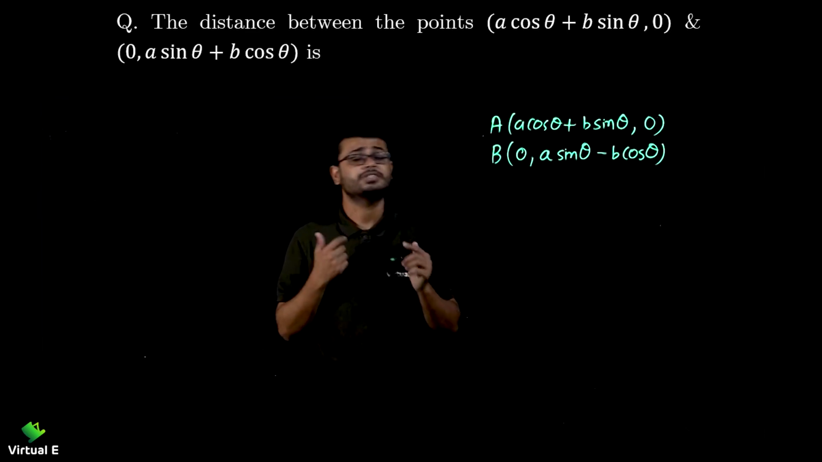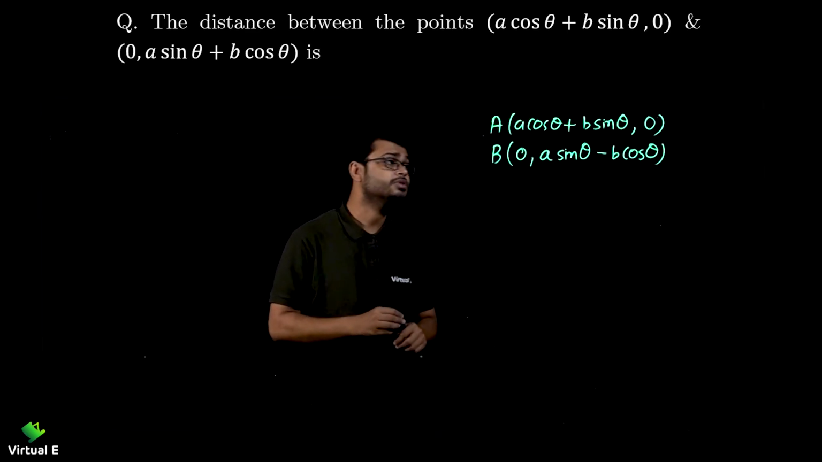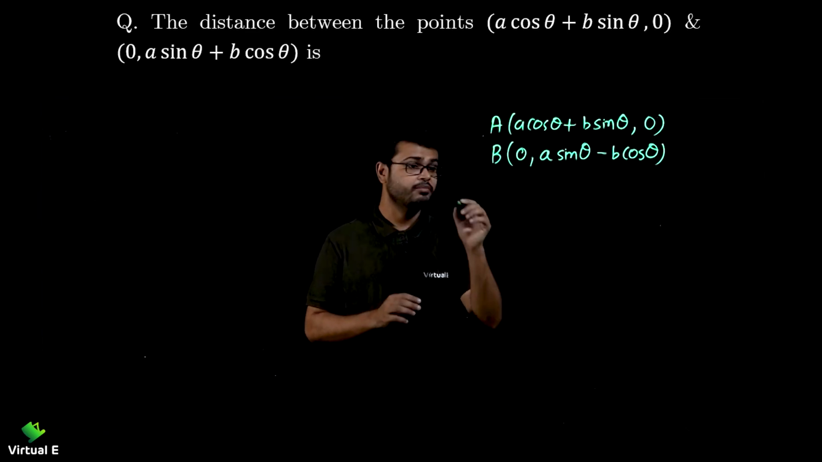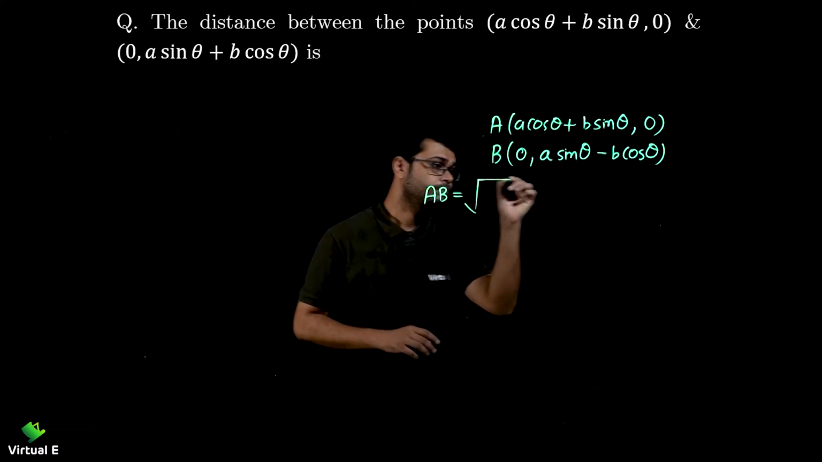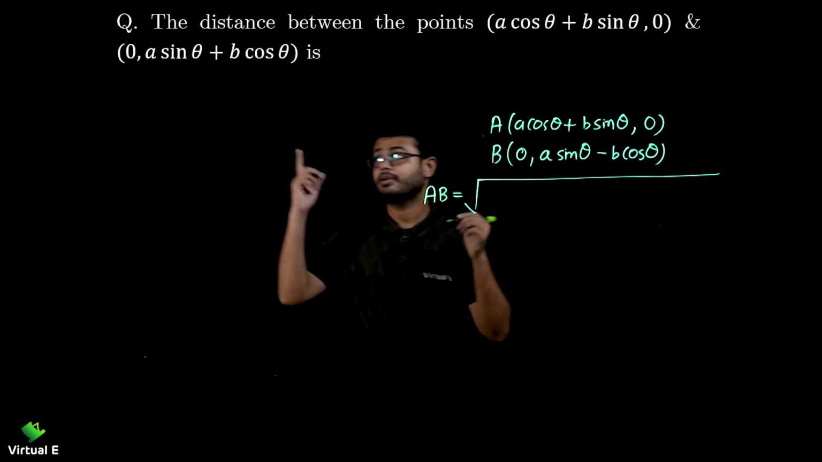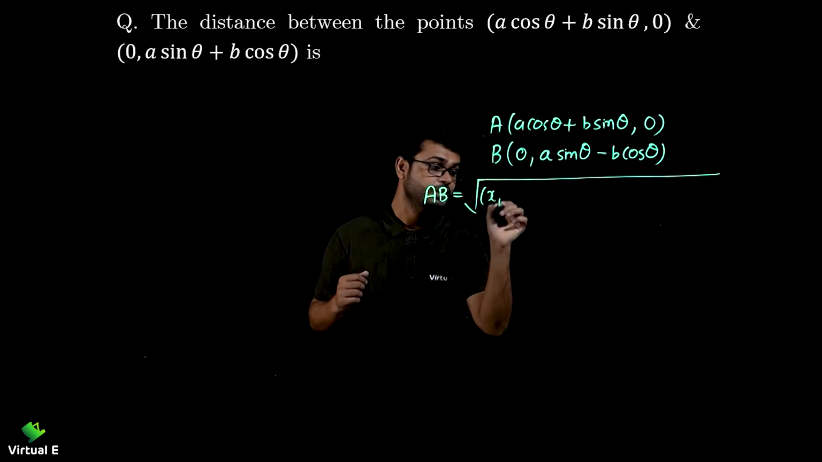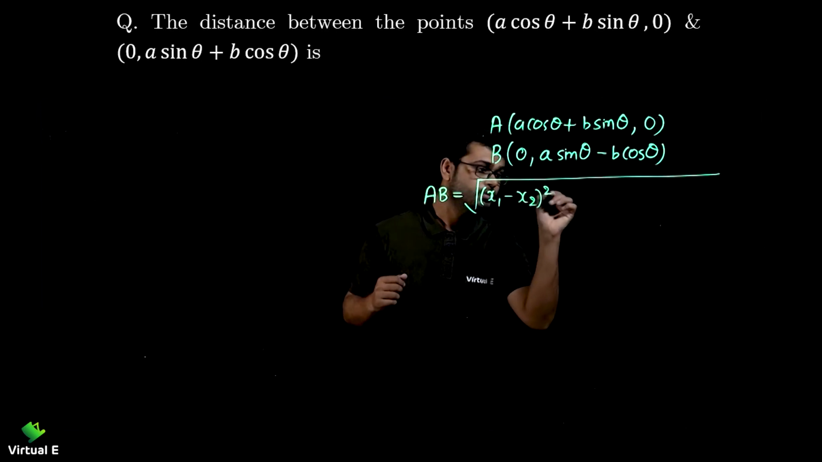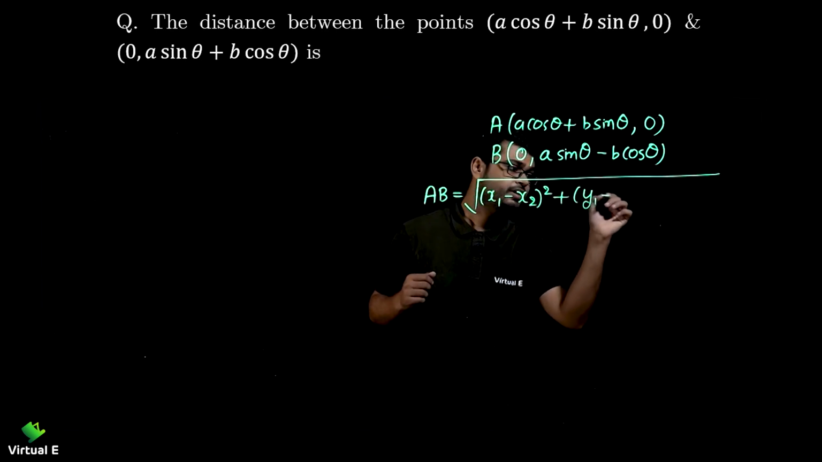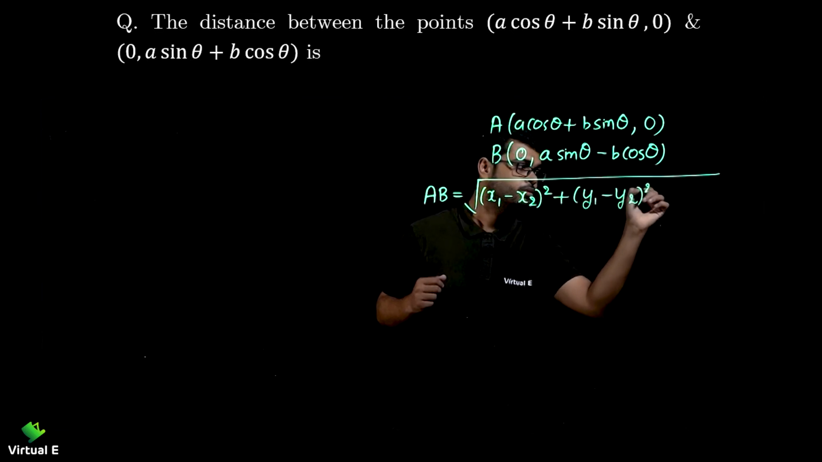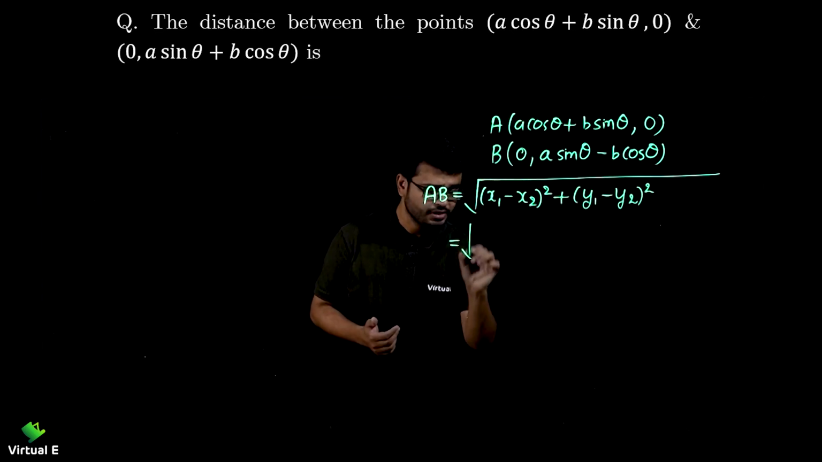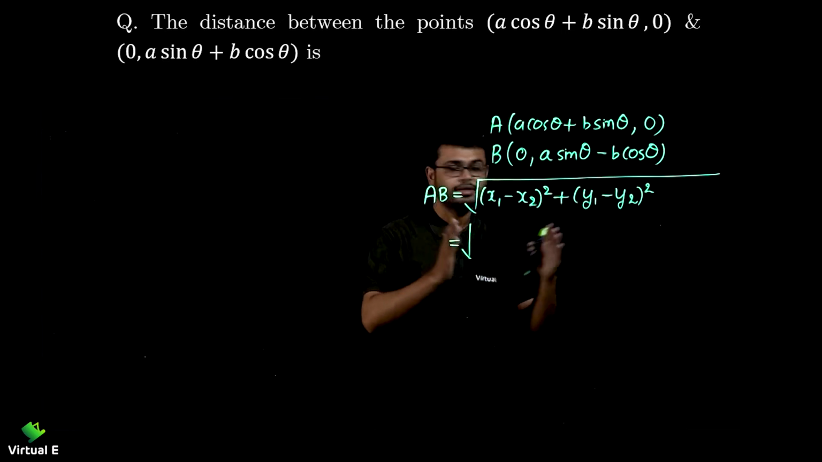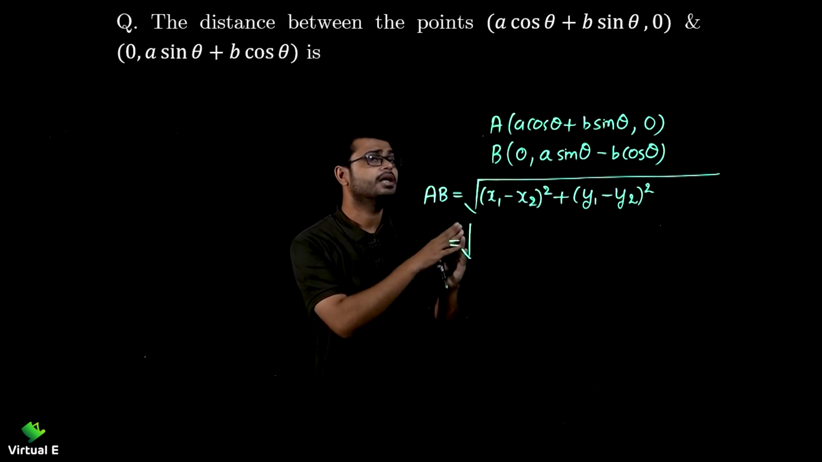So first of all, as we need to find the distance, we are going to use the distance formula. Distance AB is equal to the square root of (x1 minus x2) whole square plus (y1 minus y2) whole square. Done. Let's substitute the values. Here I'm not drawing the square root now, it depends on the length.